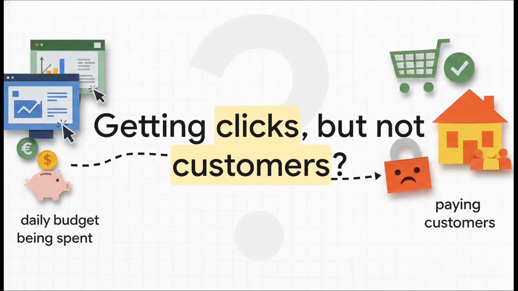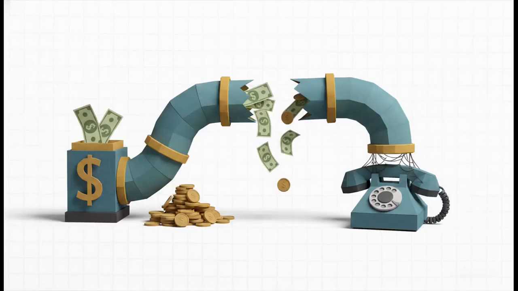I bet this sounds familiar. You log into your Google Ads account and you see it. The clicks are adding up, your daily budget is getting spent, but when you look at your schedule, it's not translating into what really matters, paying customers. And that's the core frustration, isn't it? You know the potential is there, but something's just not connecting between the money you're spending and the real-world results you need to actually grow your business. So how do we fix this thing?